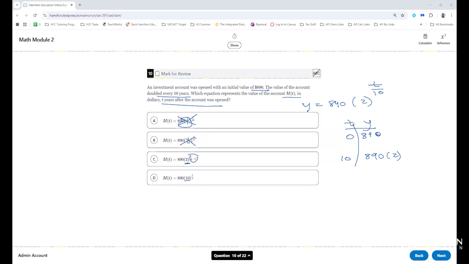And then they flipped the numbers around, and that would be raising it by the power of 10 each time, every 2 years. So we can cross it off. And so C was the correct answer.